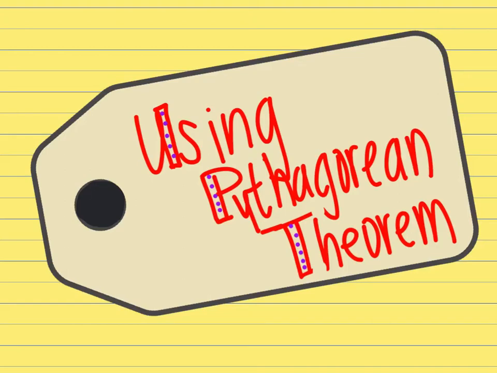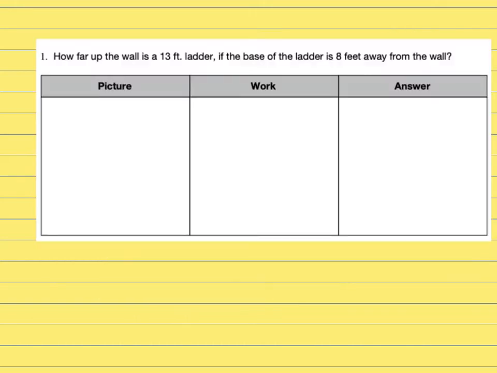This video is going to go over how to use Pythagorean Theorem in real-life situations to find a missing measurement. The first question we're going to look at says, how far up the wall is a 13-foot ladder if the base of the ladder is 8 feet away from the wall?